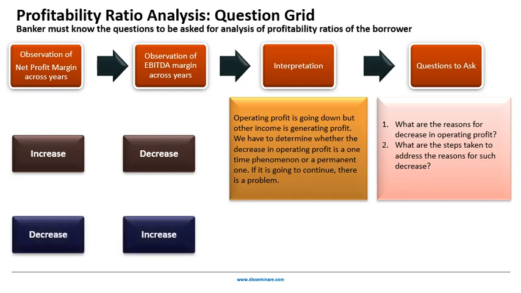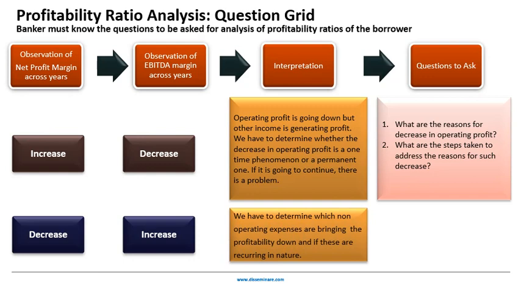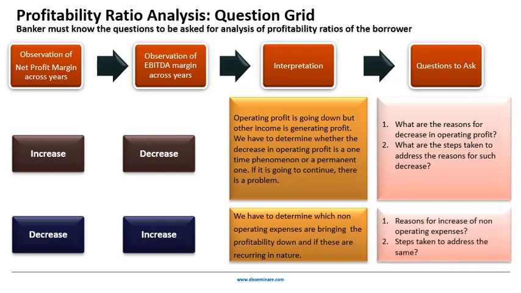In the second case here, the net profit margin has decreased year on year, but the EBITDA margin has shown an increase in the corresponding years. In this case, the banker shall interpret by determining which non-operating expenses are bringing the profitability down and if these are recurring in nature. The banker must ask the borrower the following questions. 1. What are the reasons for an increase in non-operating expenses? 2. What are the steps taken to address the same? The questions asked by the banker is a significant activity which shall help in prudent lending by the bank.